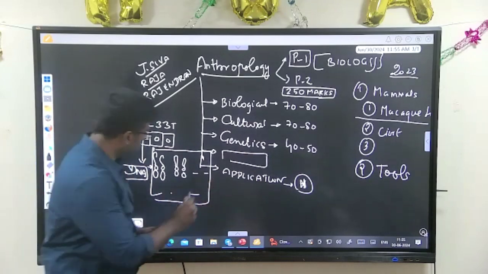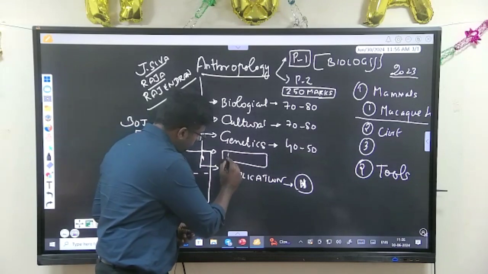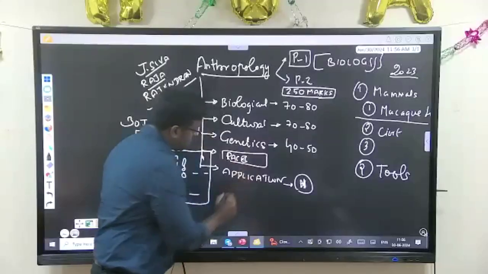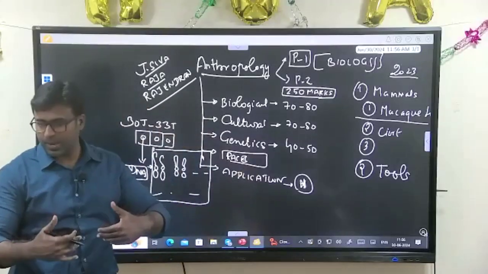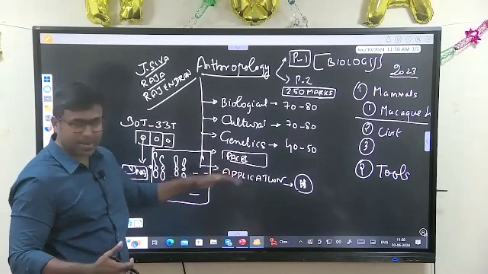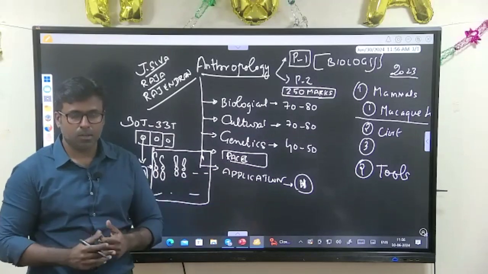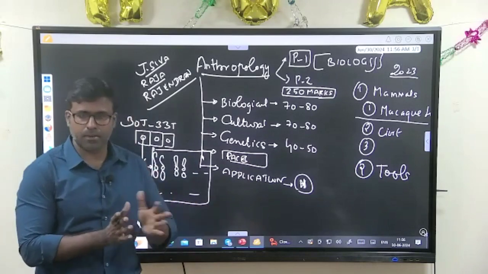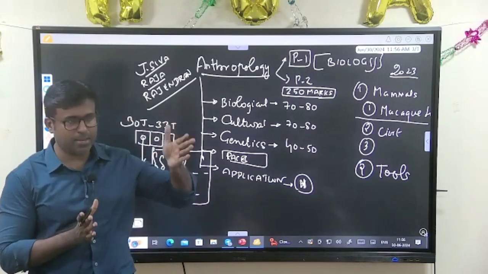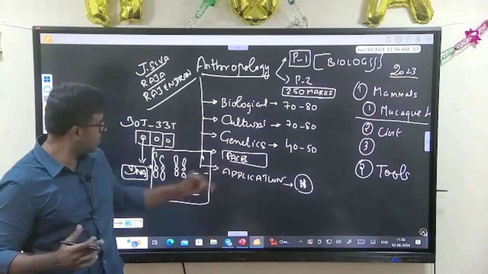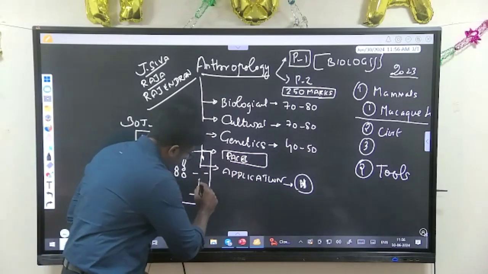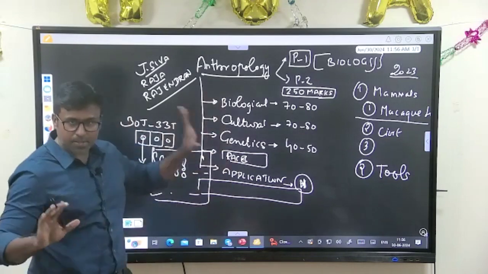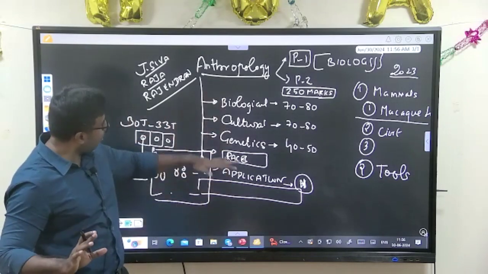Then you have race. Different races we have in this world. The concept of race: Negroid, Mongoloid, so many races are there in the world. So we'll learn that. Last but not the least, these five are the very important things.